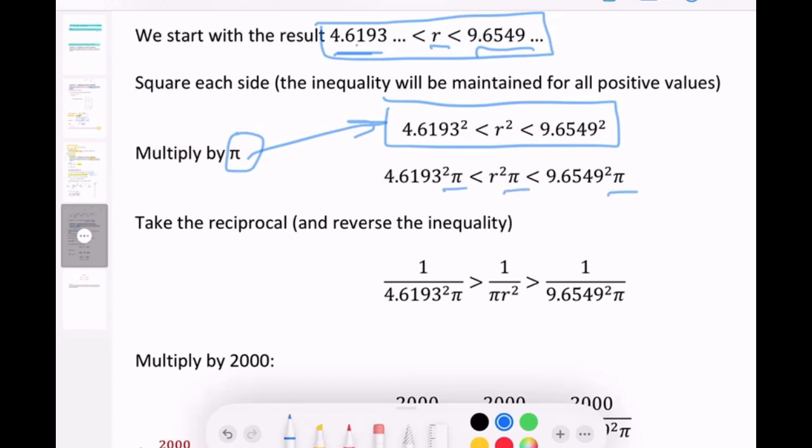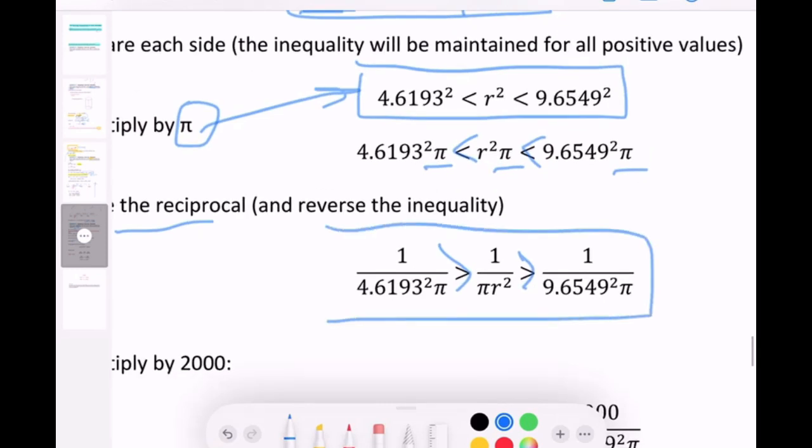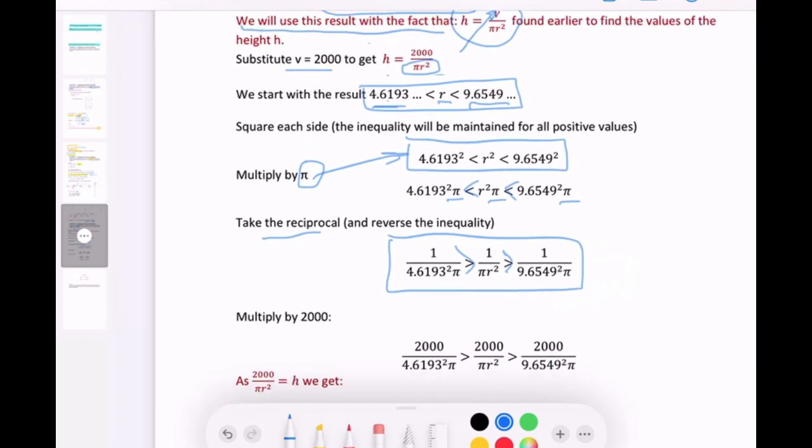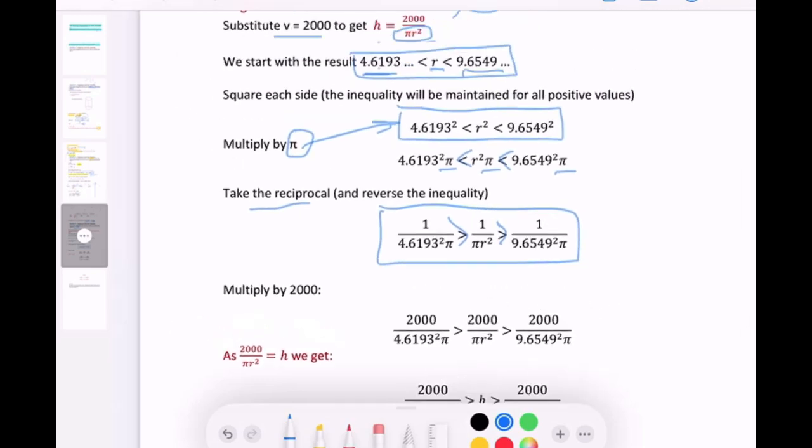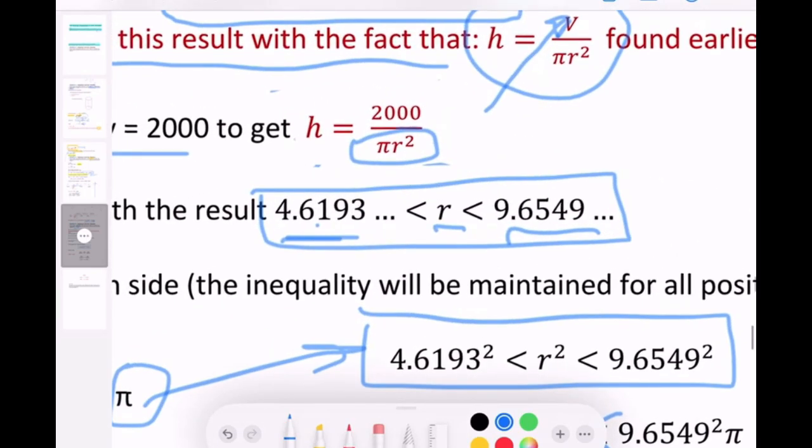I need it in the denominator, so I have to take the reciprocal. When I take the reciprocal, I have to reverse the inequality. So whatever is more becomes less. This becomes less. And I take the reciprocal of everything, as you can see here, 1 over any value I have in my inequality. Why do I do this? Because I have over pi r squared, so I need to divide by pi r squared.